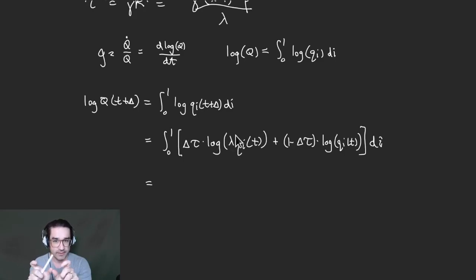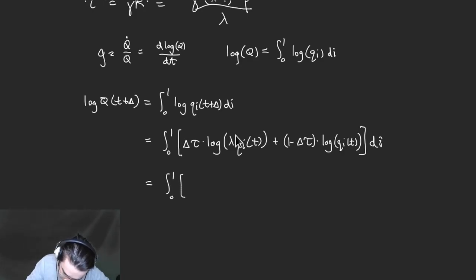Well, basically the properties of the logarithm are going to be useful here. In particular, think about this lambda here. We can pop off the lambda. We can break that log of lambda times q_i into a log of lambda plus a log of q_i. Then what we're left with is a delta tau times log of q_i plus 1 minus delta tau times log of q_i. We're going to basically get out a q_i again.